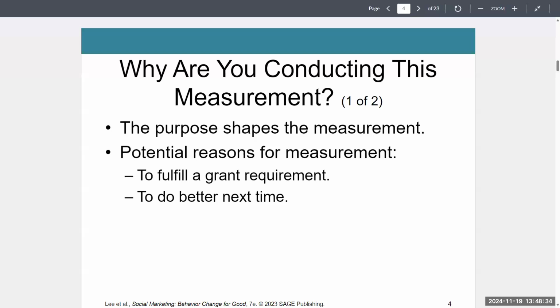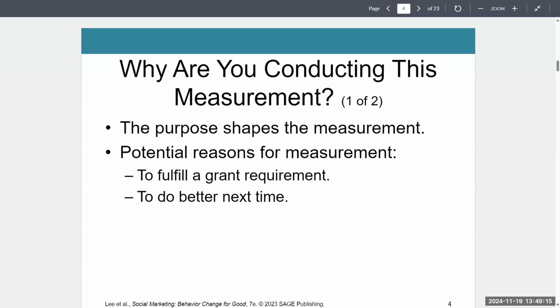Yeah, this is the same thing, okay? You want to come back to it and you want to stay focused. So potential reasons for measurements can vary greatly. One common reason is fulfilling grant requirements. If you are a nonprofit, a lot of times you require grants, and that grant means that you get money from the government and you have to prove to the government or the entity that what you're doing is actually working. So you have to go through an evaluation process, and the funders might want to see that.